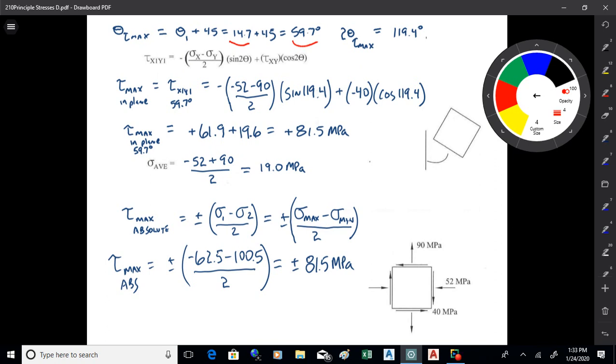Okay, so if I double that angle, because that's what the formula calls for, is twice the angle, I'll get 119.4. Then I can plug it into my general shear stress formula. And when I do that, I get positive 81.5, and that occurs at 59.7 degrees. I don't like using those radical formulas generally because I can't draw a sketch off of them very well.